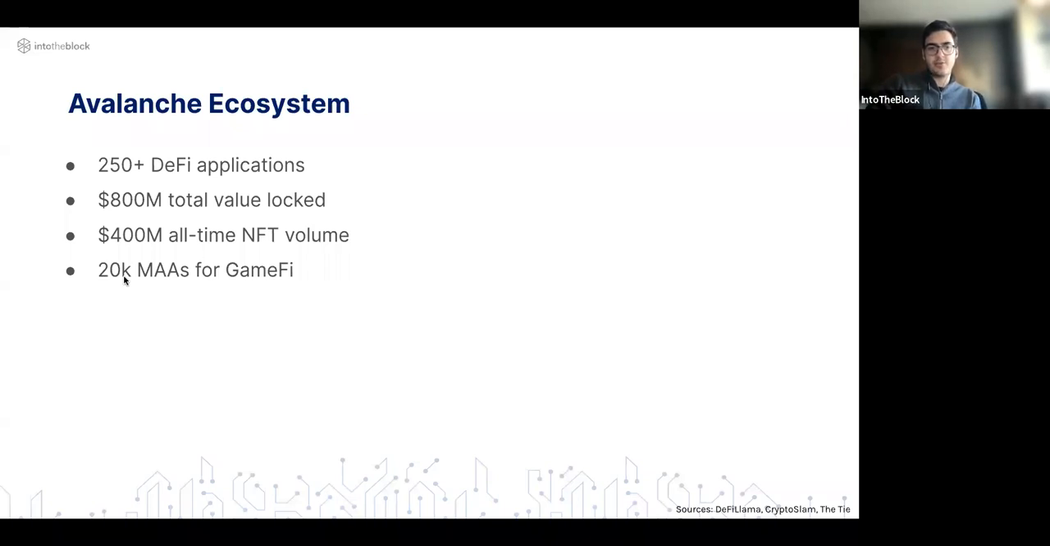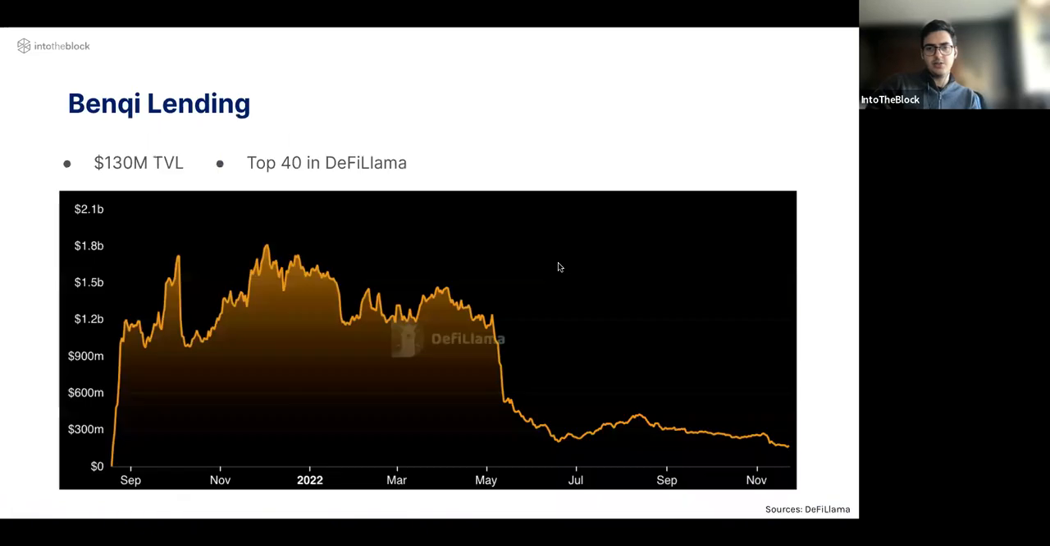And there are also some upgrades from the Avalanche Foundation that have been happening through the year and later next year to continue to push Avalanche forward.